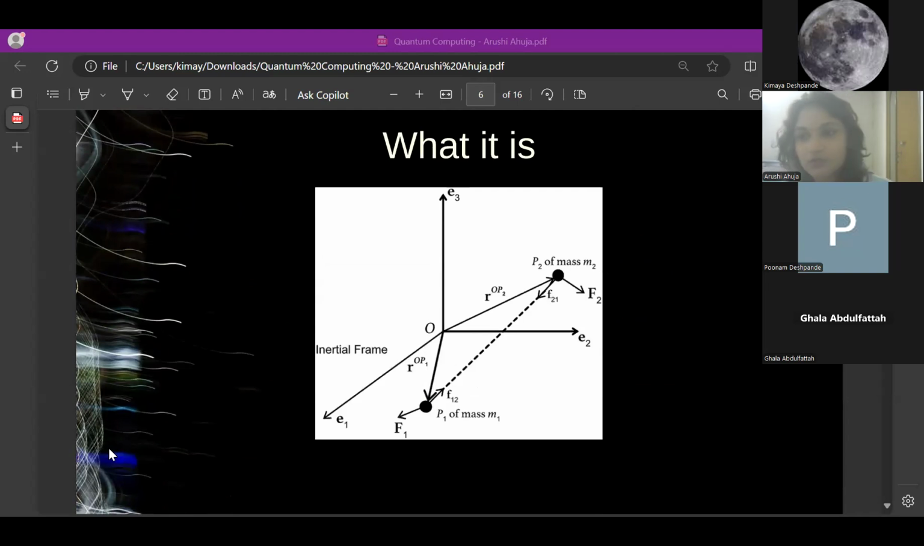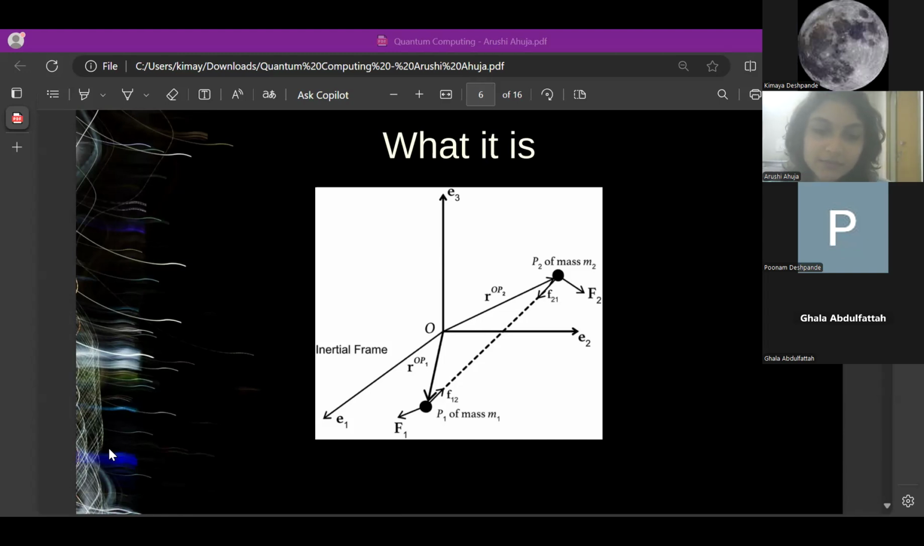Now, this is what I was talking about in the first place. So, when you need to calculate the gravitational force between two objects, you can consider them as planets for now. You basically pick an inertial frame, a frame of reference, and you take two point masses. If you don't want to consider them as planets, you can just consider them as point masses.